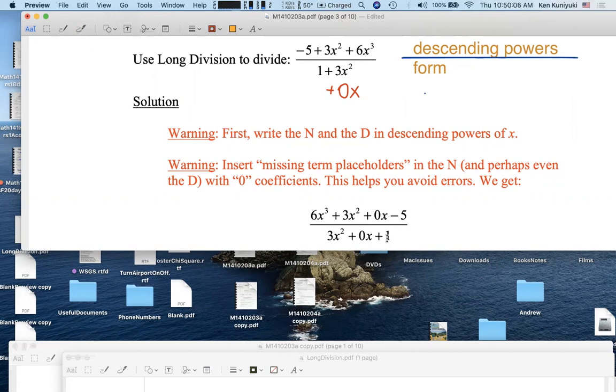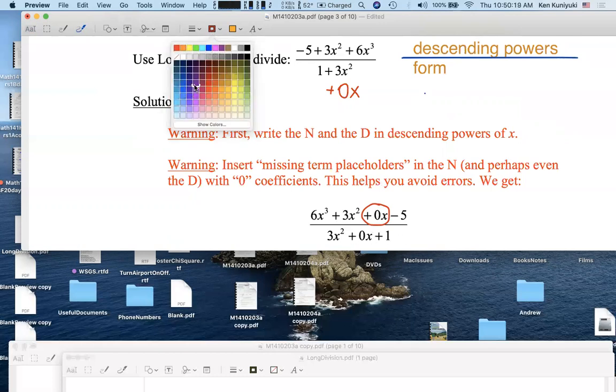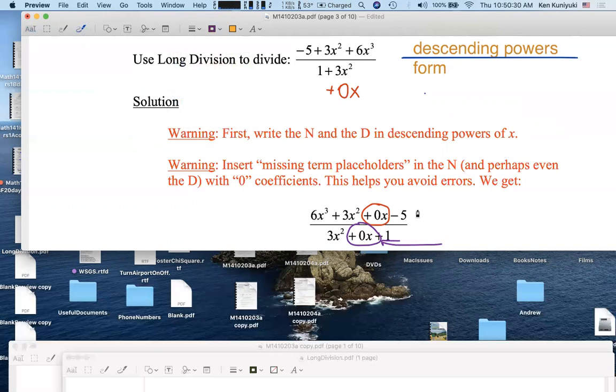Many students also benefit from writing the missing terms, especially the plus 0x in the numerator, or the dividend. The plus 0x in the bottom, students may not need that as much, but some students may benefit from that as well. As you do the homework, try to figure out if you really need the plus 0x in the divisor. Many students benefit from the plus 0x in the numerator, because if you don't do that, you tend to misalign your columns. All right, so descending powers of x, and I would suggest putting in the missing term placeholders.